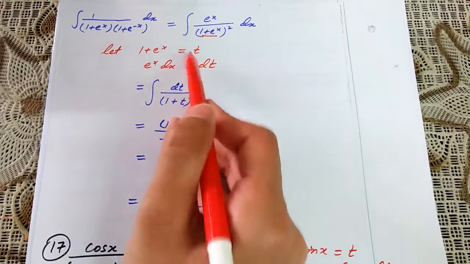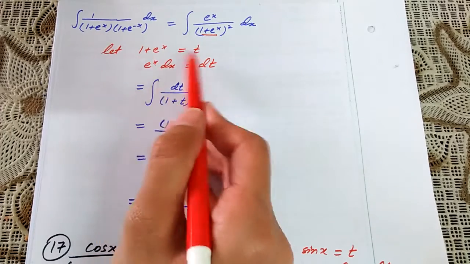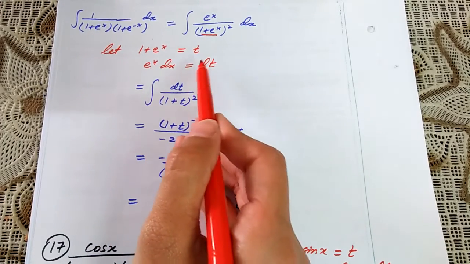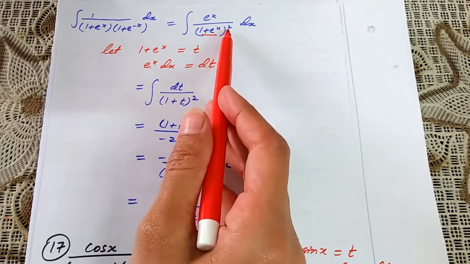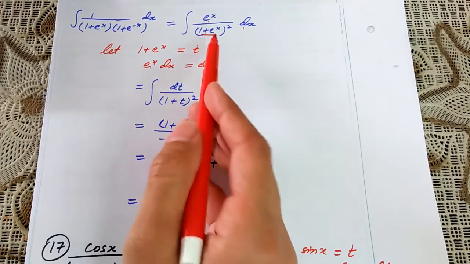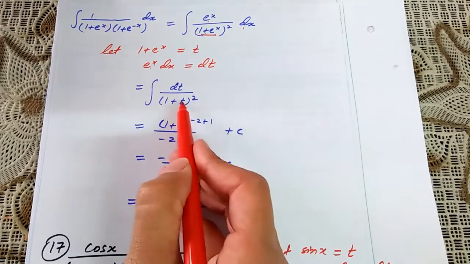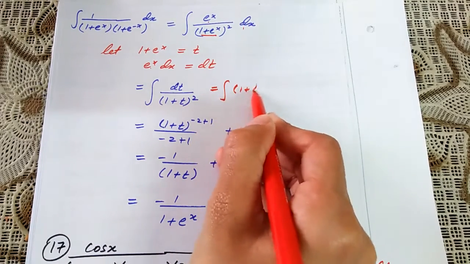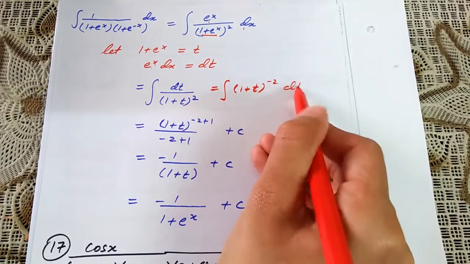Just let this thing equal to t. Differentiate both sides. We'll get e^x dx equals to dt. Put back the values in this integral. e^x dx will give us dt. 1 plus e^x is 1 plus t whole square. This thing can be written as 1 plus t raised to power minus 2 dt.